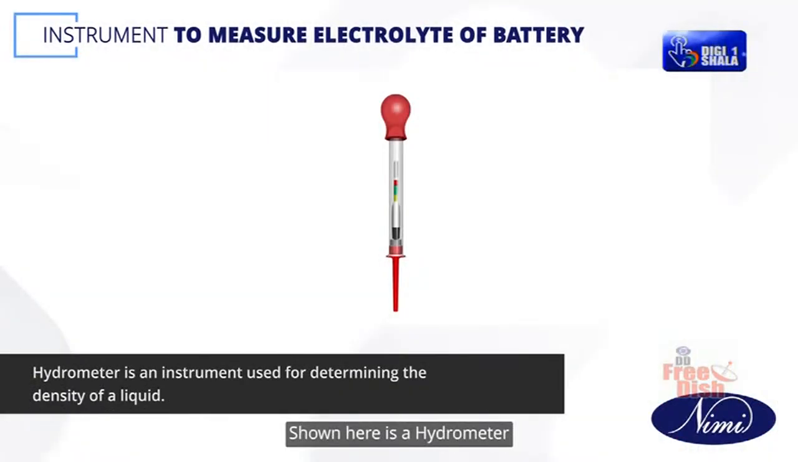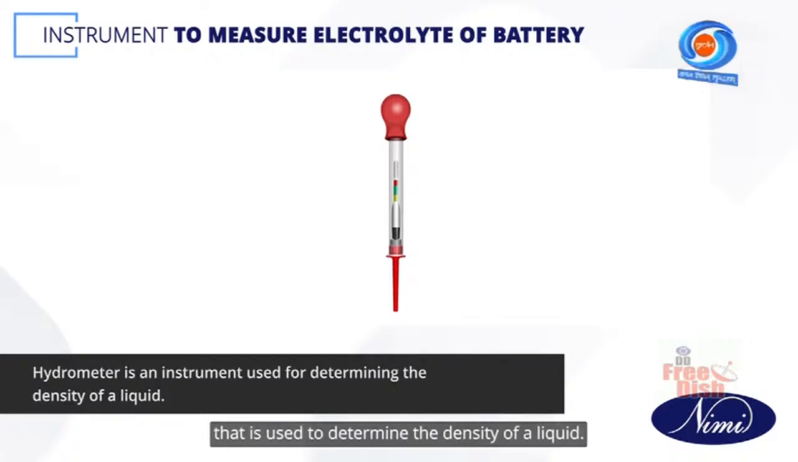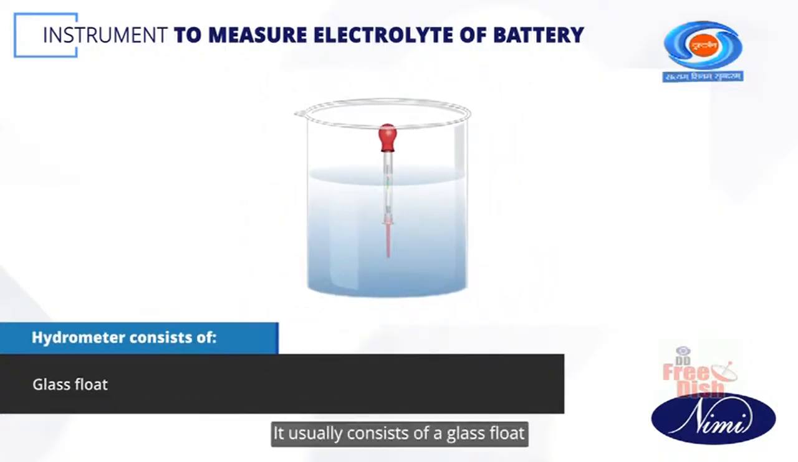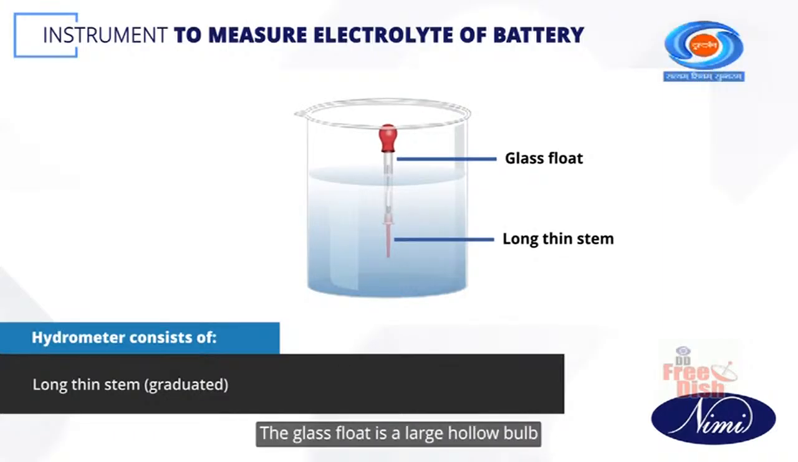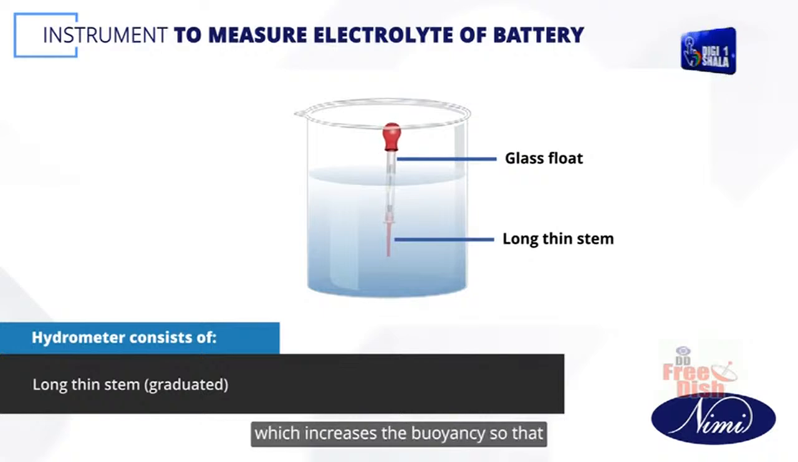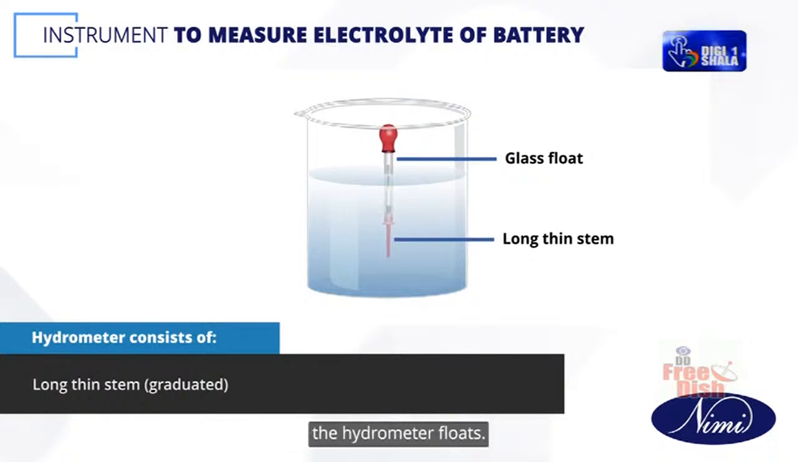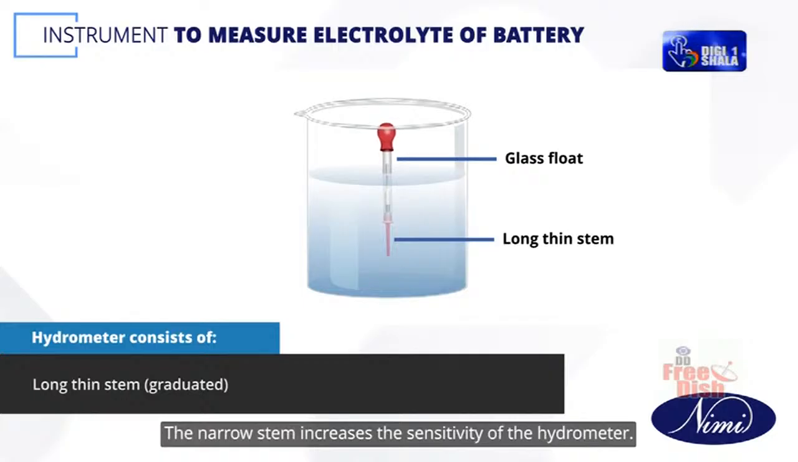Shown here is a hydrometer that is used to determine the density of a liquid. It usually consists of a glass float with a long thin stem which is graduated. The glass float is a large hollow bulb which increases the buoyancy so that the hydrometer floats. The narrow stem increases the sensitivity of the hydrometer.